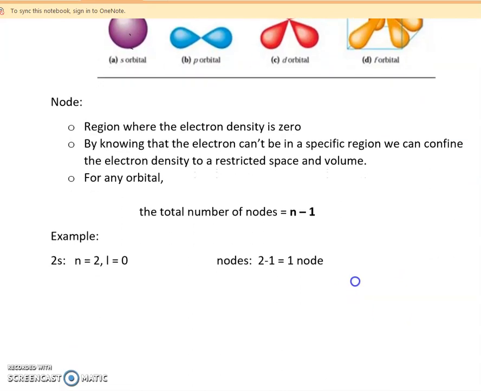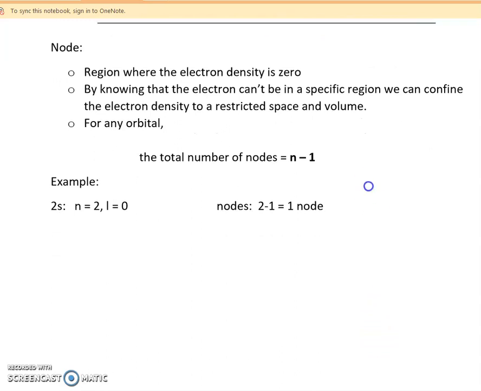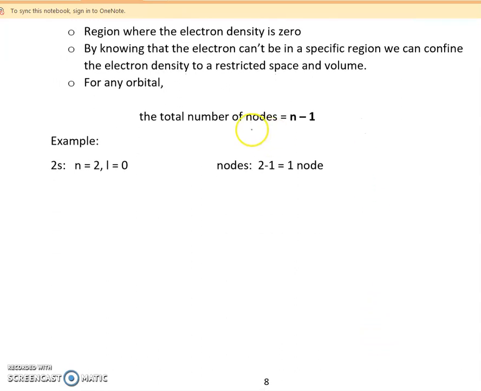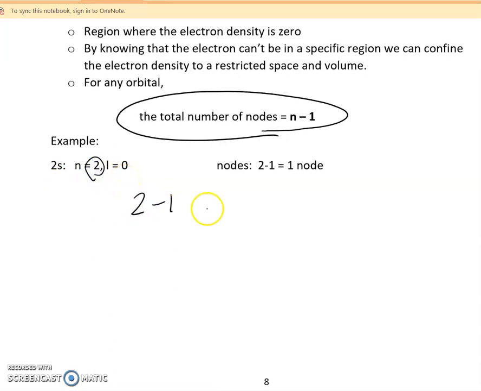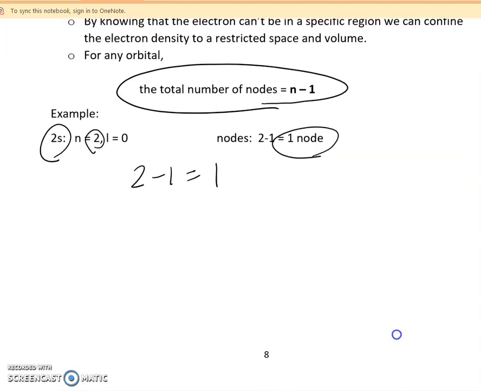And we've talked about nodes before, but let's just review again. It's the region where the electron density is 0. And if you know where the electron can't be, we know that we can confine it to a restricted space and volume, but there's a formula that you can use as well. The total number of nodes is n minus 1. So here is an example for a 2s. If you have n equals 2, l equals 0, you just take the n, which is the 2, minus 1, that equals 1. So you know that in a 2s, you would have one node. Okay, and we saw that in those plots, and in the diagram, and the contour plots as well.